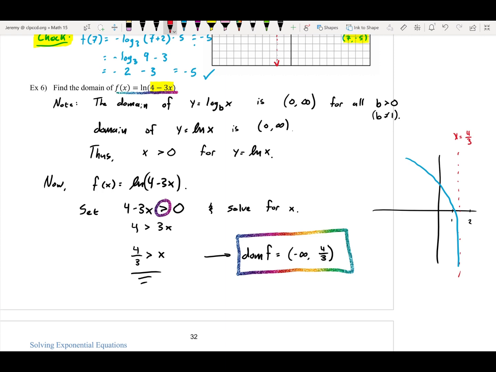Okay, so I don't know exactly what the graph is going to look like, but you can look it up. And if you see something that appears like this, you can be a little more confident in your answer here because we were told that we're only allowed to plug x values in that are less than 4/3. So your graph should appear only to the left of that vertical line.